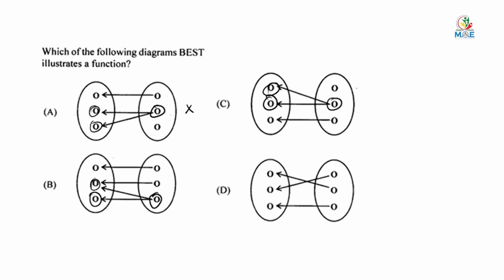But let's look at this one. We see this is mapped onto 1, this is mapped onto only 1, and this is mapped onto only 1. So the answer is D. D best illustrates a function.